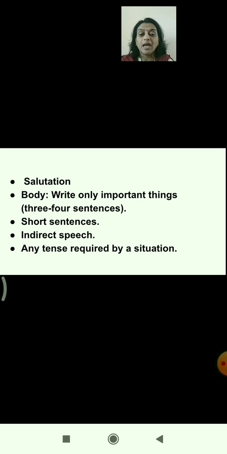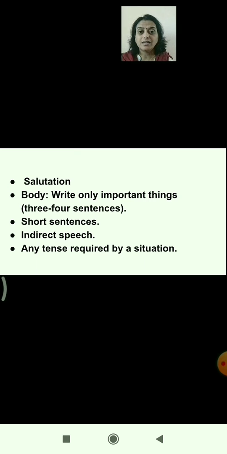Then you have to write the salutation. That means to whom you are writing. Suppose you are writing for your friend, so you will write your friend's name. If you are writing to your mother, you will write mother. If writing for father, then father, and so on. So you have to write the salutation, in short only. Then comes the main thing, the main body of the message.